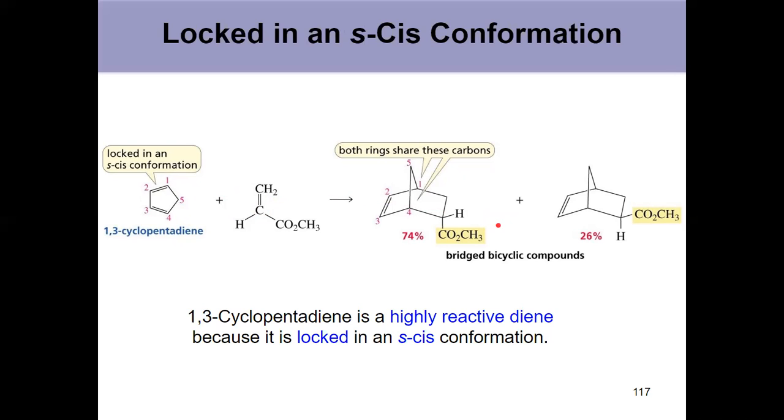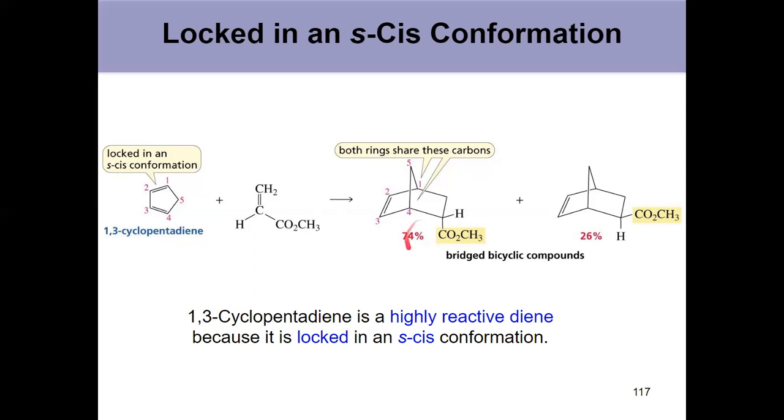a bridged bicyclic compound, okay, which are popular. You'll see them here in Chapter 8 from the Diels-Alder reaction. You'll see them next semester in Organic 2 as well. Okay? Products with two rings that share carbon, bridged bicyclic compounds.